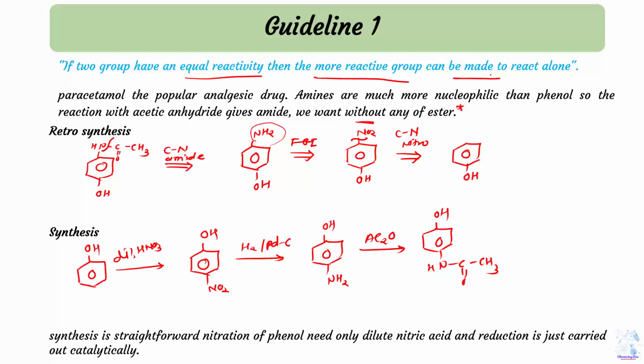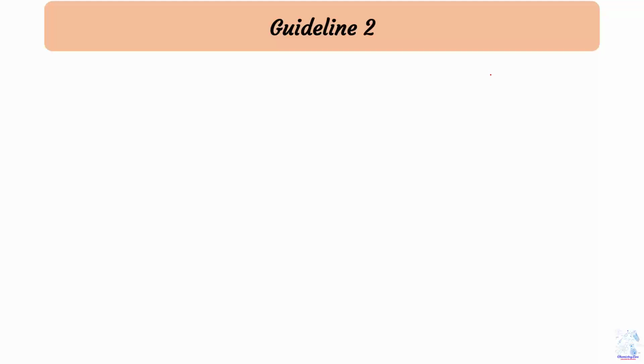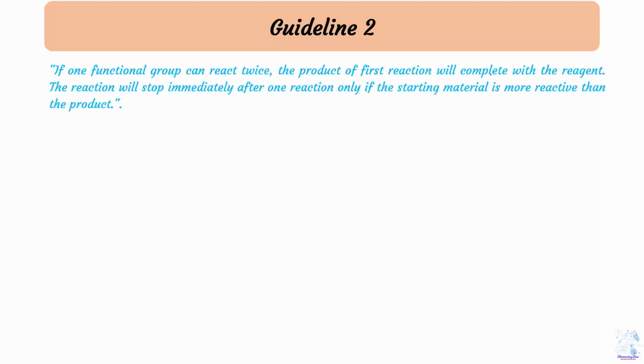Now I would like to switch to another guideline, which is guideline 2. What it says is, if one functional group can react twice, the product of the first reaction will compete with the reagent. The reaction will stop immediately after one reaction only if the starting material is more reactive than the product. In that context, I have another example to show you.